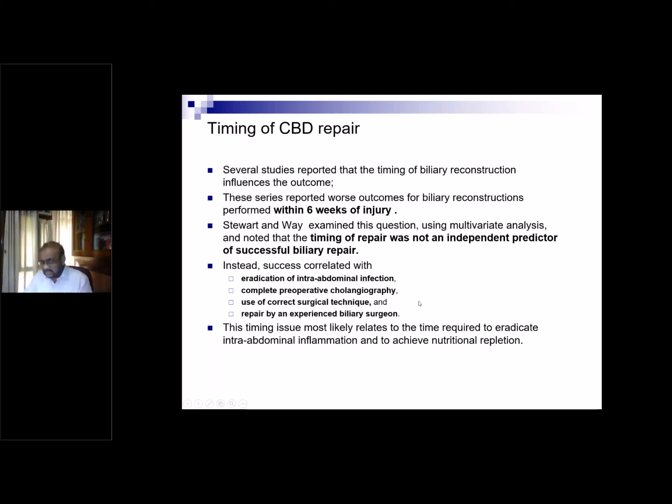So remember one thing, it is not only the time which is important when you're going to repair it. Along with the time, what else has to be considered is that the infection should have been completely eradicated. You should have a complete anatomical representation of the part of the duct that you're trying to repair. You should use the correct surgical technique, and you should be an experienced biliary surgeon if you want to go ahead and attempt it. Is that clear? So the time is not one fixed time. It will depend upon all these, right?